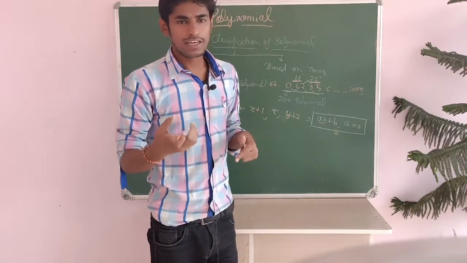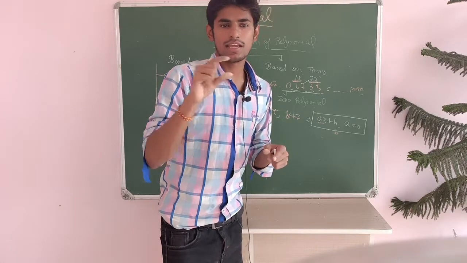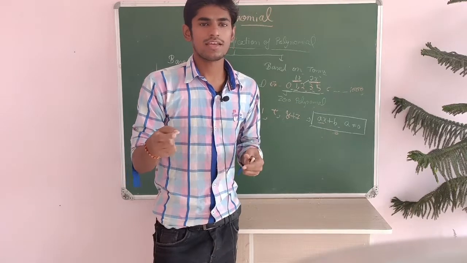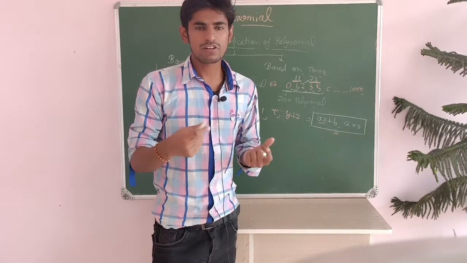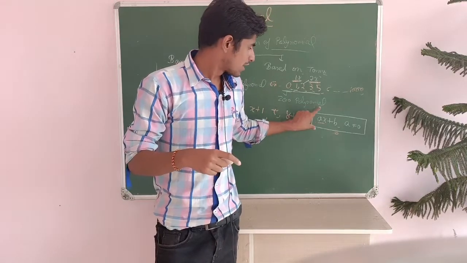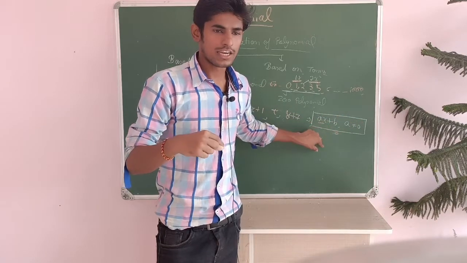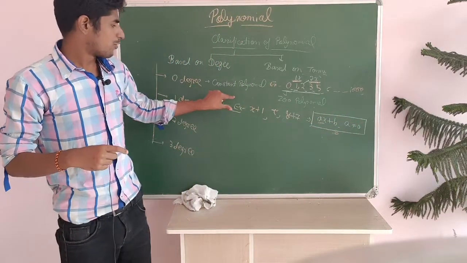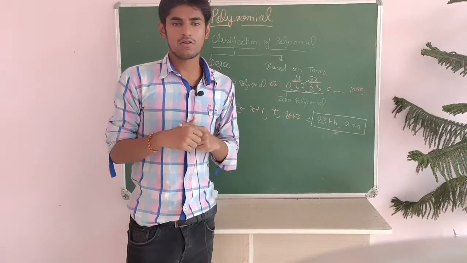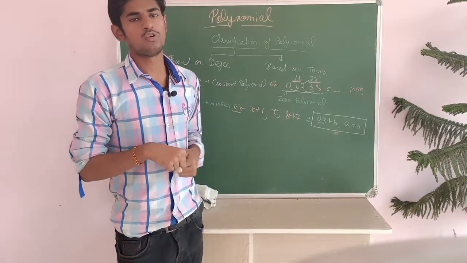So for a linear polynomial the general term should be ax plus b, where a should not be 0. If someone asks what a linear polynomial is, we write: a polynomial which can be written in the form ax plus b, where a is not equal to 0, is called a linear polynomial. Examples can be x plus 1, t, y plus 7, where the highest power is 1.